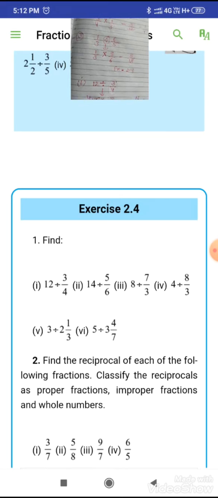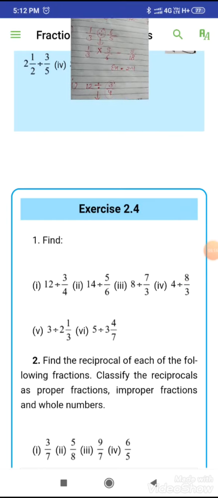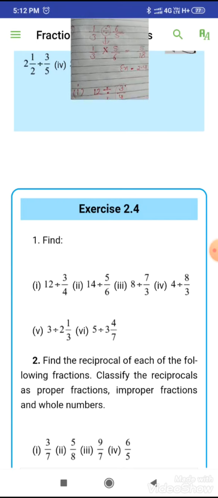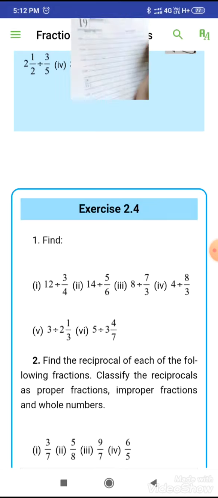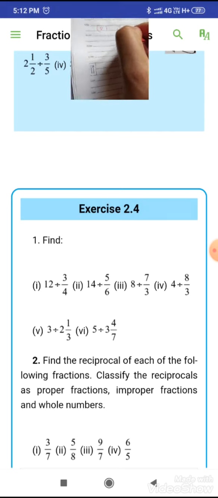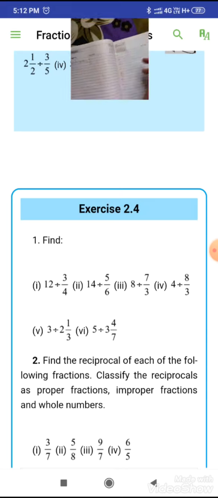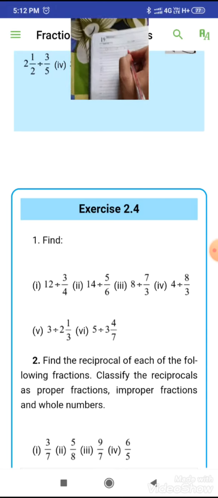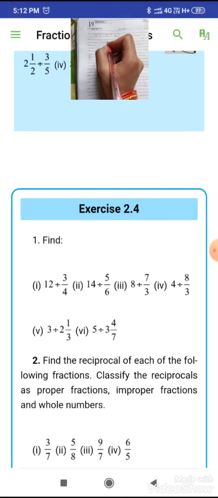Similarly, you can solve second, third and fourth part of the question number 1. Now move to fifth part of the question number 1, and fifth part of the question number 1 is 3 divided by 2 whole 1 by 3. First we convert this mixed fraction into improper fraction, then we apply same procedure for division.